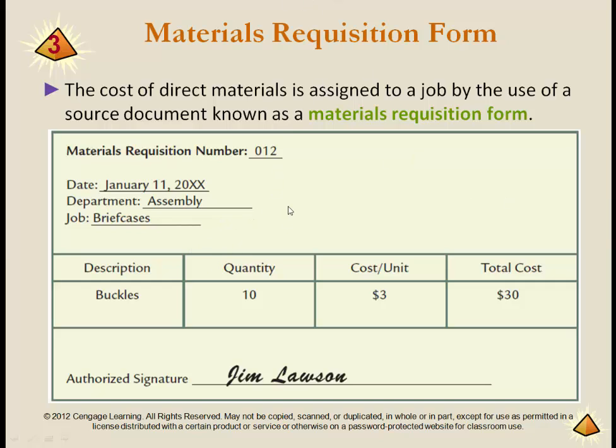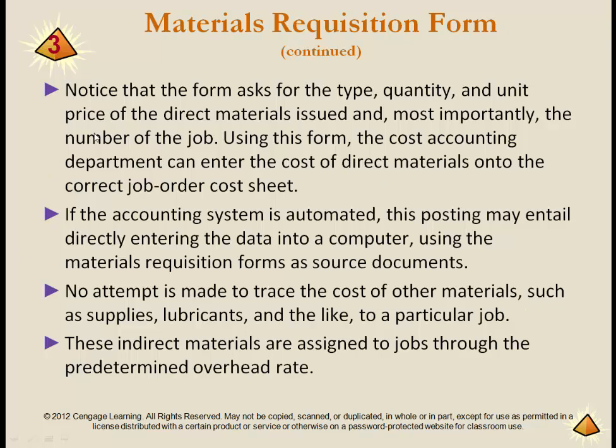The first one is a materials requisition form. It keeps track of what they issued for a particular job. This one's to the assembly department to make briefcases, and they ordered buckles, and they got 10 of them at a cost of $3 and a total cost of $30.